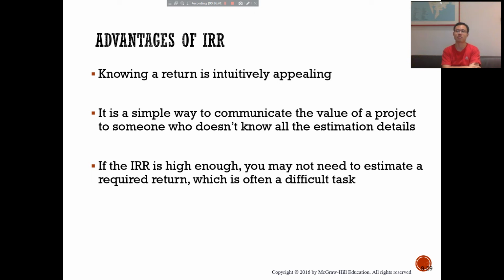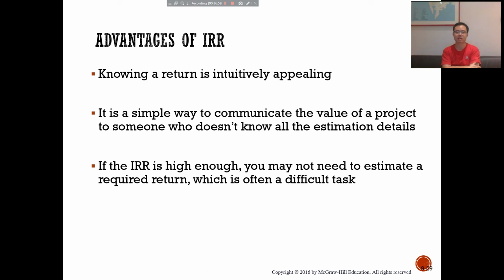So it's embedded yield to maturity. It's a calculated, implied project return. And if the IRR is high enough, you may not need to estimate the required return, which is often a difficult task.